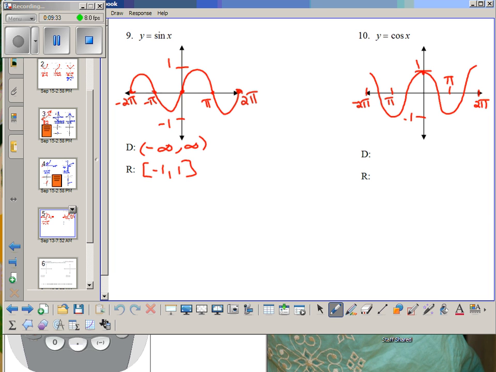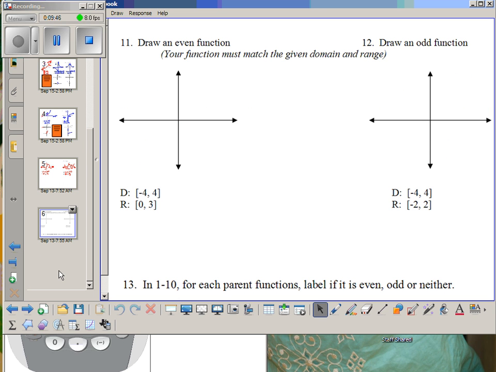X and y scales will be important on this parent function benchmark. Its domain and range are the same as for sine. All right, so those are our parent functions. Other things you're going to need to know for this benchmark, you need to understand even and odd, which of these are even and odd.